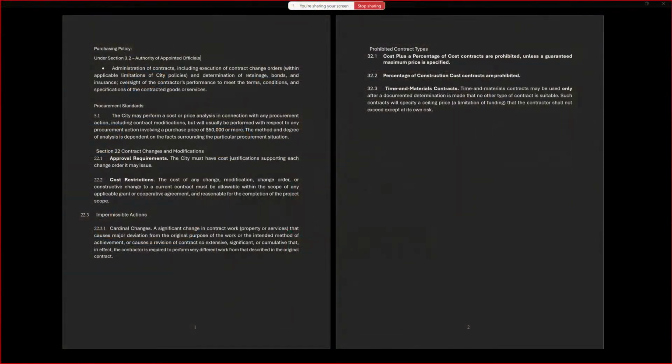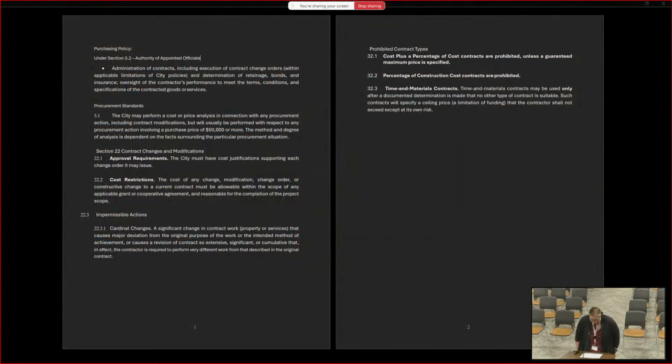So awesome. So I just have the purchasing policy, which I have given everybody a copy of, but really pulled the sections that talk about either change orders or the process of modifications. So the first one is under section 3.2, and it talks about the authority of appointed officials to execute contract change orders within the limitations of city policies.